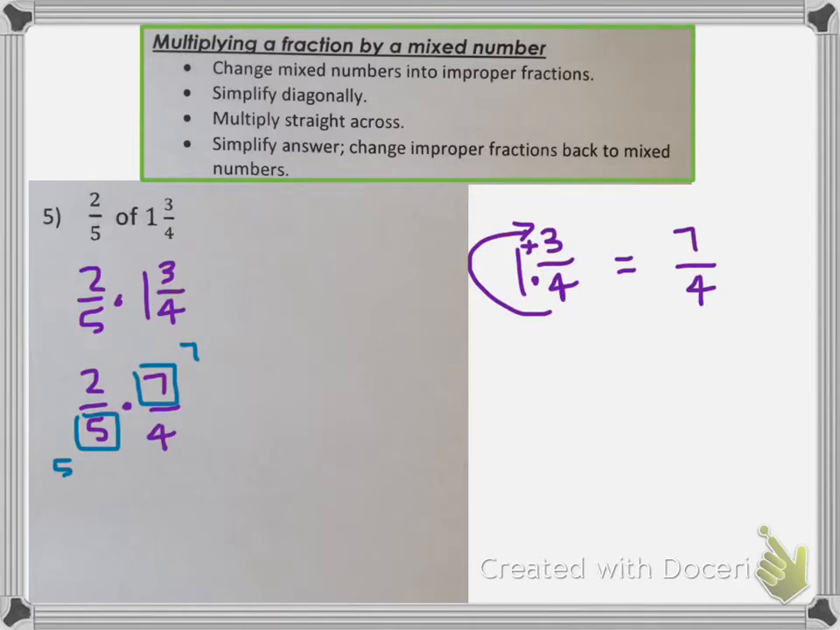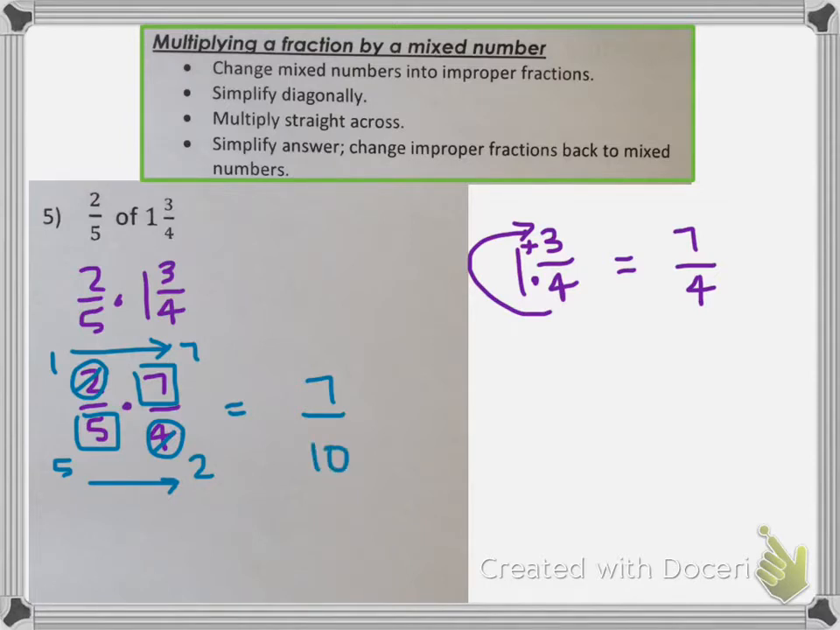Then I look at my other diagonal pair, 2 and 4. Is there anything other than 1 that goes evenly into both 2 and 4? Yes, 2 goes evenly into both. 2 divided by 2 is 1. 4 divided by 2 is 2. Now we multiply straight across, numerator times numerator, and I get 7 as my numerator in my answer. Then denominator times denominator, 5 times 2 is 10, so that's the new denominator.